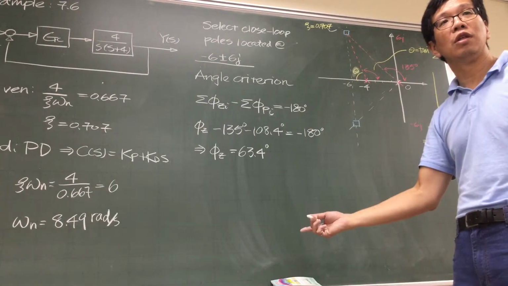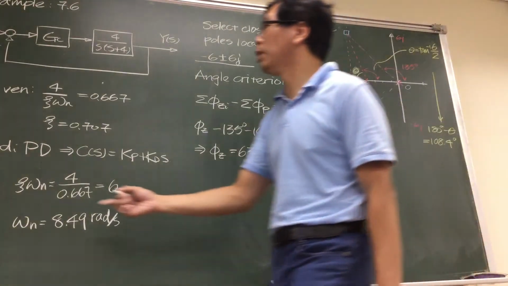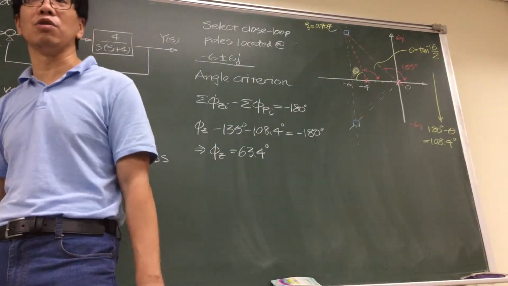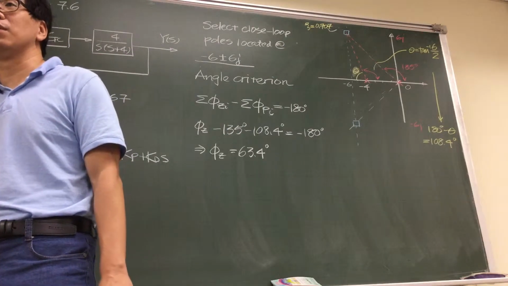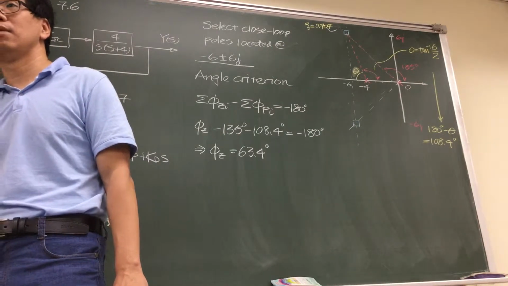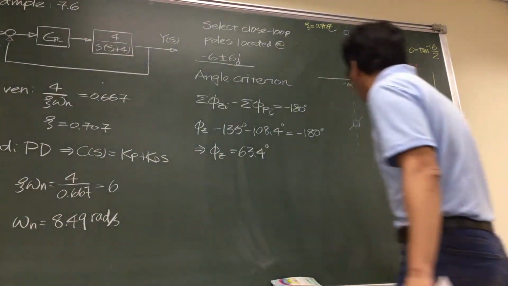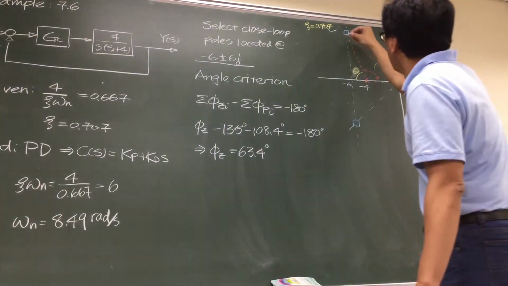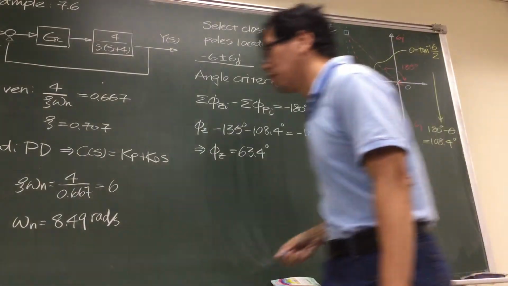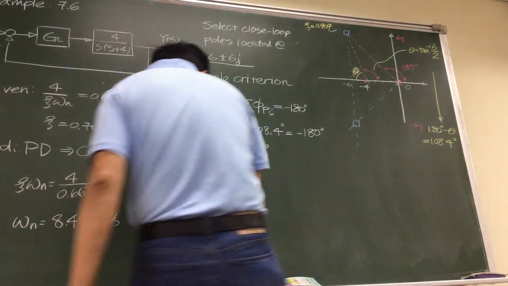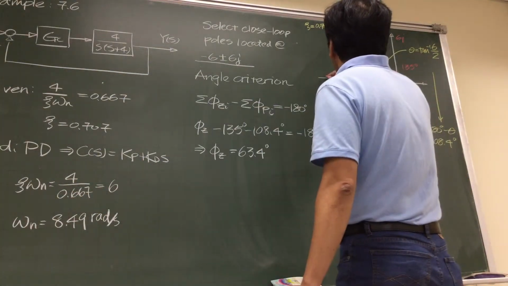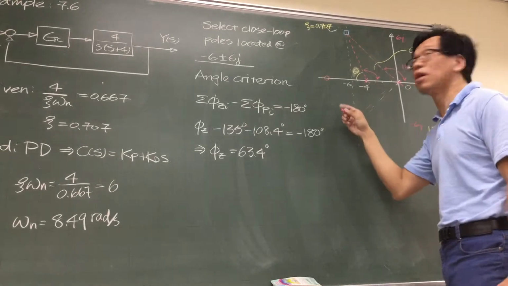So far, any question? Pretty straightforward, right? I'm not using anything special we have never done before. It's just the angle criterion, and everything starts from the concept of root locus. So once this one is done, I need to have a zero somewhere.